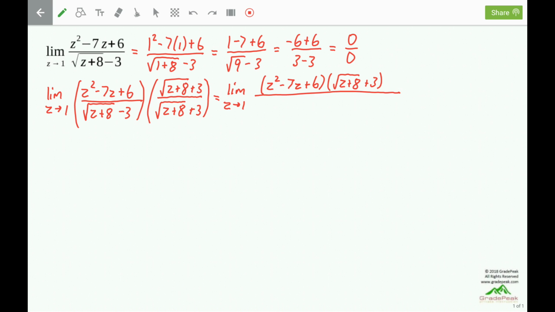First, square root of z plus 8 times the square root of z plus 8 will give us a z plus 8. Outside, the square root of z plus 8 times a positive 3 will give us a positive 3 square root of z plus 8. Inside, negative 3 times the square root of z plus 8 will give us a negative 3 square root of z plus 8. And last, negative 3 times a positive 3 will give us a negative 9.